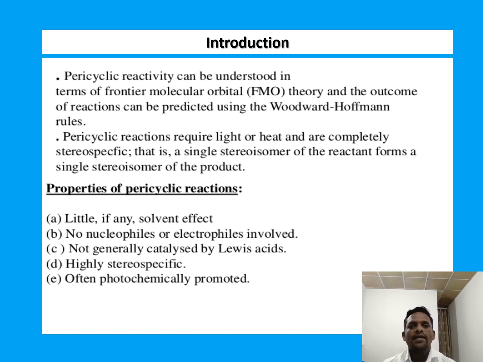Pericyclic reactions require light or heat and are completely stereospecific. That is, stereospecific means only a single isomer is produced, where there is a possibility of racemic mixtures. That's why the reaction is known as stereospecific in nature. The properties of pericyclic reactions: solvent has little effect, no nucleophiles or electrophiles are involved, and they are not generally catalyzed by Lewis acids. In some cases a catalyst is used. They are highly stereospecific, often promoted photochemically or by heat.